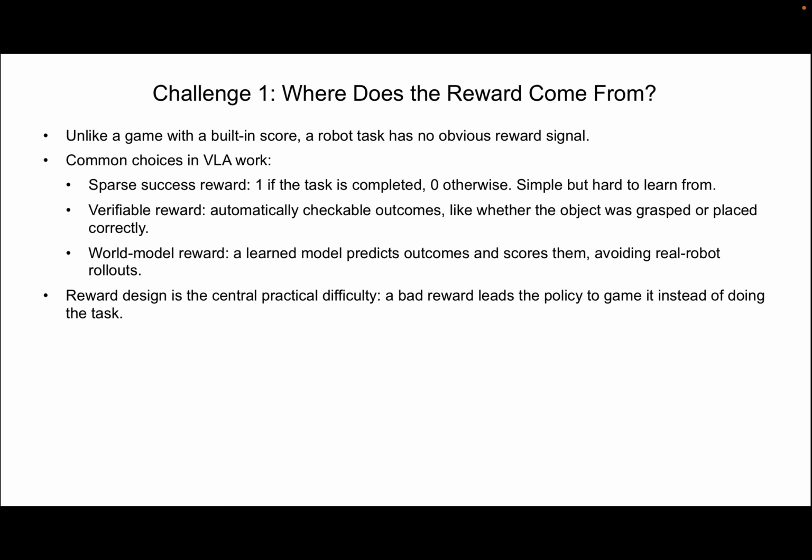This is, I guess, the most widely used case at this moment. But still, we need to design the reward by ourselves, which could be suboptimal. In some cases, calculating a reward is infeasible. The third one is a promising direction at this moment. World model reward: the learned model predicts outcomes and scores them, avoiding real robot rollouts.